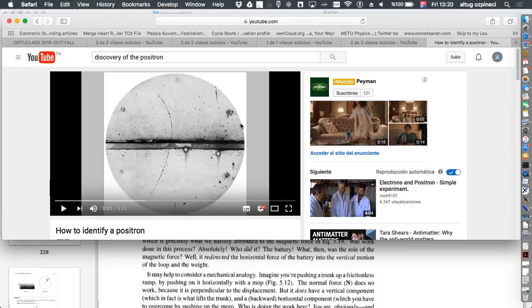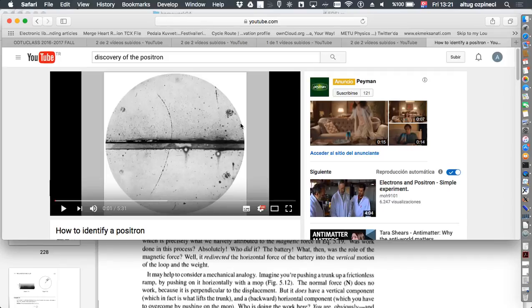This is what you will see. A big circle, a straight segment, and then you have an almost straight path. There is a magnetic field in this region. Now, this is a metal plate. This is the first discovery of a positron, the antiparticle of the electron. Can you see it from there? Okay, you have already seen the picture.